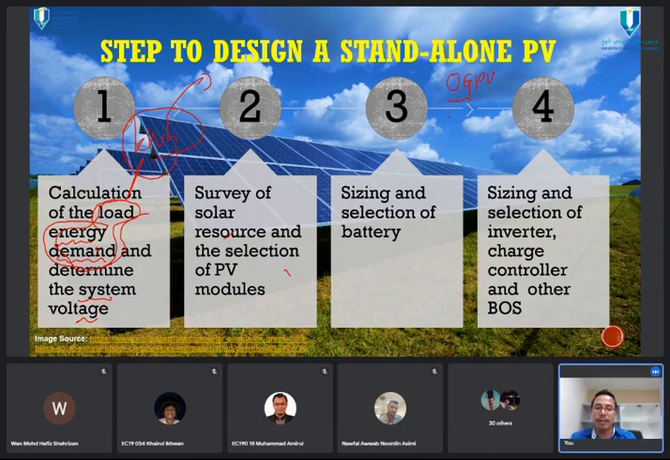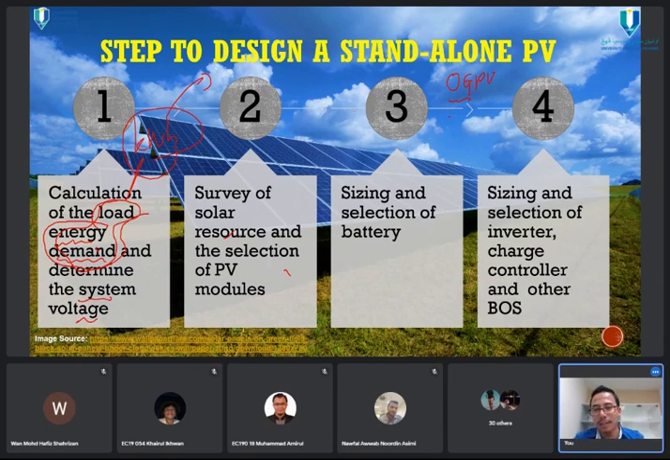Okay, software, for example. Then after that, we select the PV modules. What is the size and so on, based on our energy demand. And then after that, sizing and selection of the battery. We are going to choose how many batteries that we need. What is the appropriate size? Which one is better?